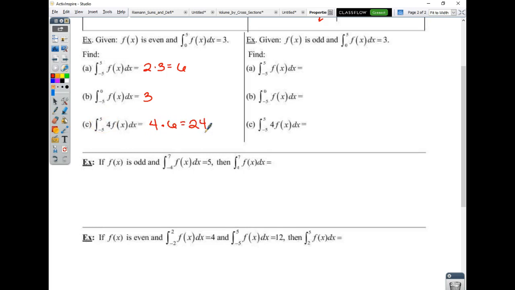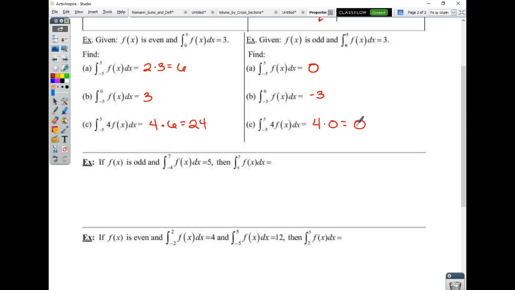And the integral from negative 5 to 5 of 4 f of x would be 4 times 6, 24. On the flip side of that, if f of x is odd and the integral from 0 to 5 of f of x dx is 3, and we take the integral from negative 5 to 5 of f of x dx, the above would cancel the below. The reason is that the integral from negative 5 to 0 would be negative 3, below the x-axis. And if we multiplied the full integral from negative 5 to 5 by 4, well, 4 times 0 is still 0.